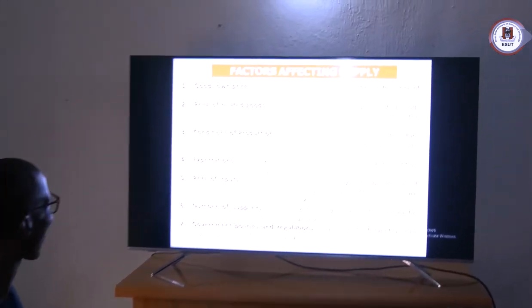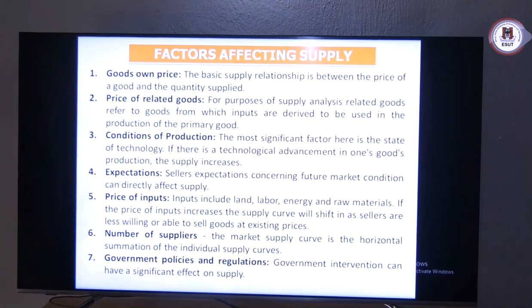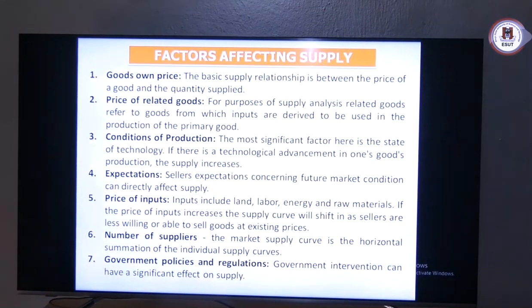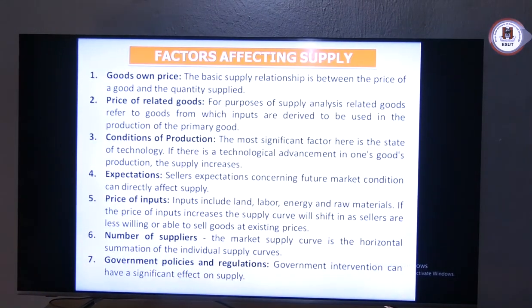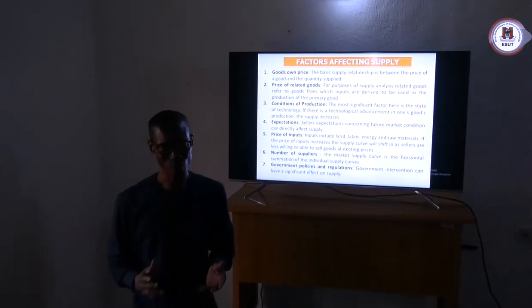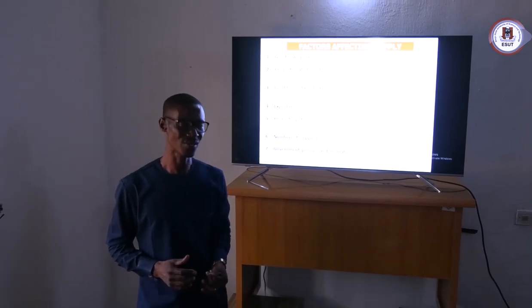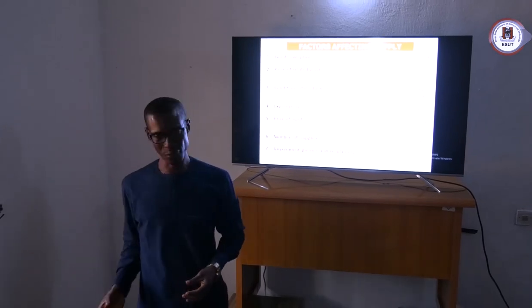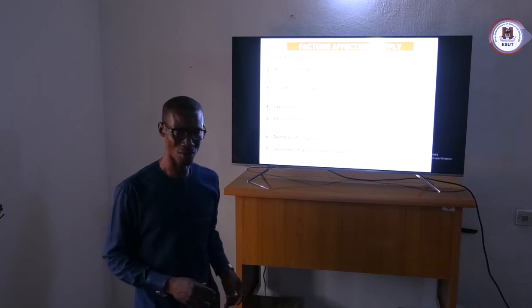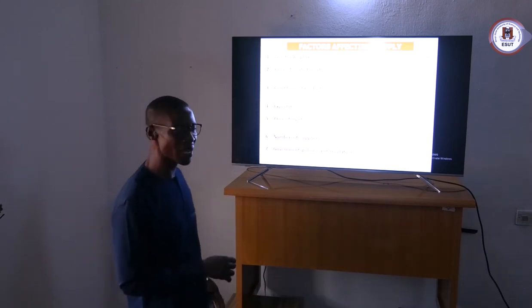So we look at some factors that affect supply. Just like the factors that affect demand, the first primary factor that affects supply of a commodity is the price of that commodity in the market. Like we said, when the price of a particular commodity rises, the firms tend to supply more in order to maximize their profit. Another thing is the price of related goods.